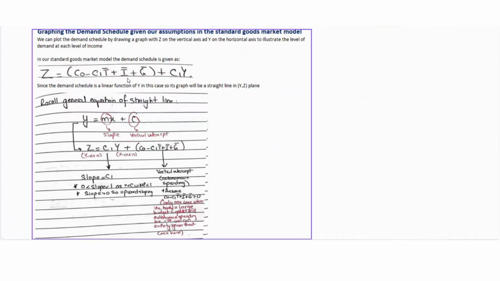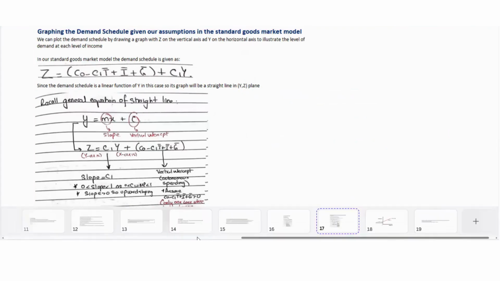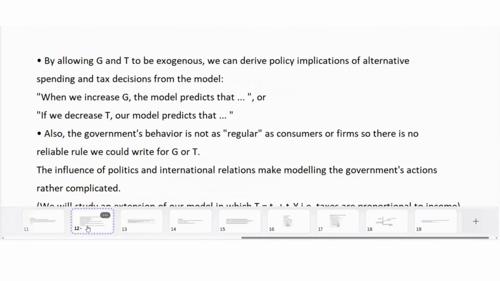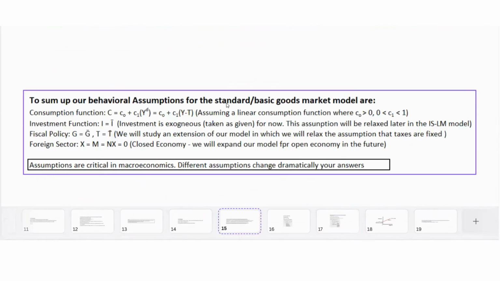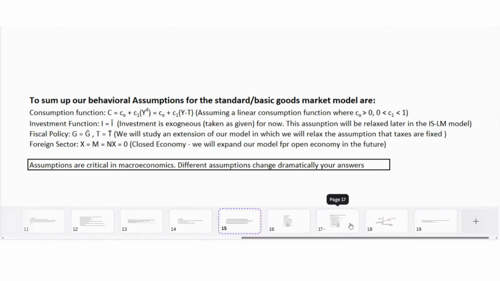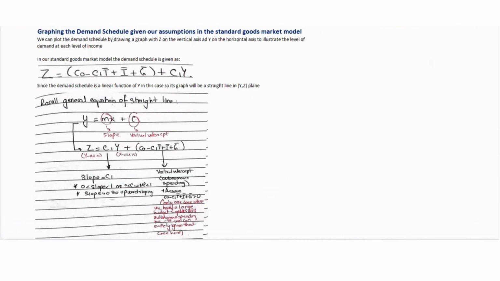We can plot this demand schedule by drawing a graph with demand on the vertical axis and output on the horizontal axis to illustrate the level of demand at each level of output. Now, in a standard goods market model, with these assumptions, consumption is a linear function of disposable income, investment, G and T are exogenously given, and it's a closed economy. Given these assumptions, this is our demand schedule.